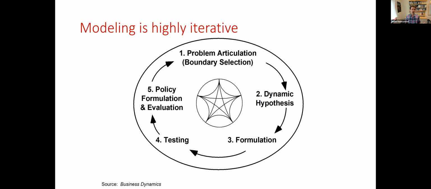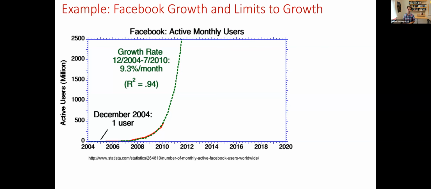So the problem context, the reference mode that motivates this example, is Facebook. That's a social media platform that you probably are all familiar with. It has been growing pretty rapidly. In its first five or six years of existence, Facebook was growing really fast, about 9% per month. In fact, if it continued to grow with that trajectory, it would have surpassed the world population by 2013. And of course, that's infeasible.